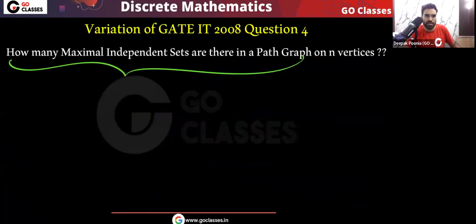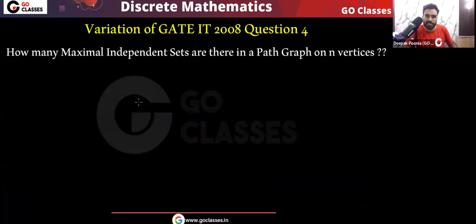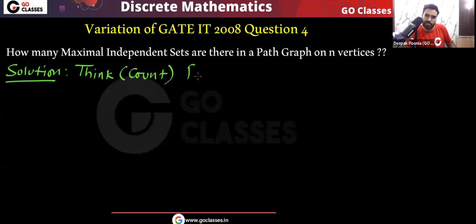Let's solve this question. How many maximal independent sets are there in a path graph on n vertices? So how to think recursively here? So the solution, let me tell you, the solution is think recursively, or I can say count recursively.